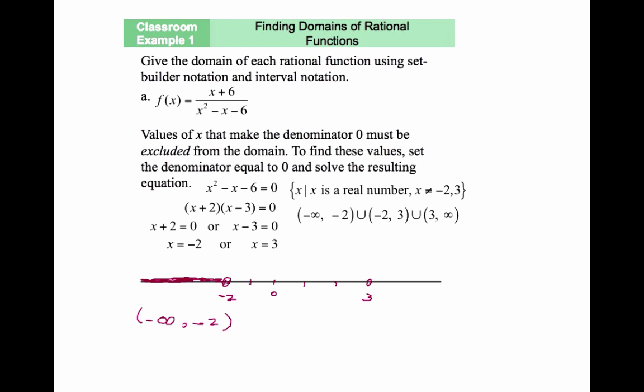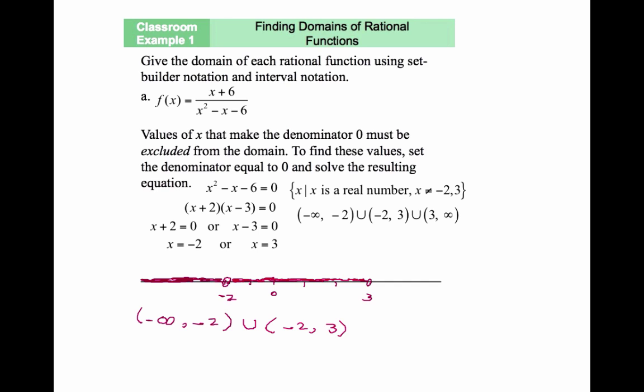comma, negative 2. I'm going to use parentheses because I don't want to include negative 2. If I use brackets, then I have to include that. But the rest of the solution would be from negative 2 go all the way to 3. This would be the solutions again. So I'm going to put union. I'm going to use parentheses again, all the numbers from negative 2, comma 3. Again, parentheses, I'm not going to include 3.